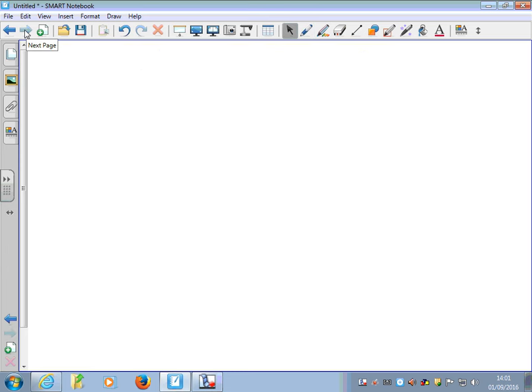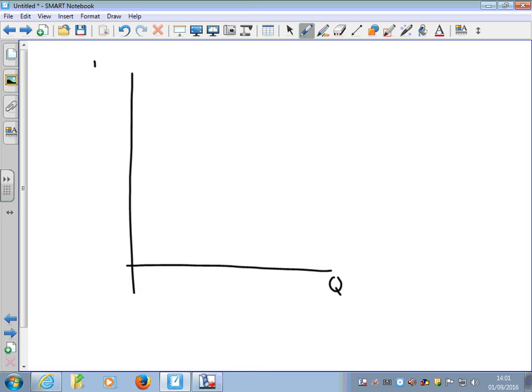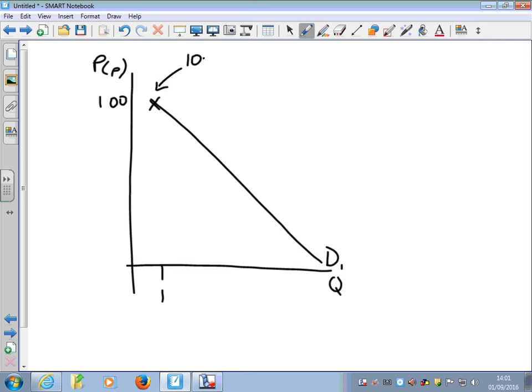Let's take a different example. Let's imagine we're looking at somebody's demand for chocolate bars. For one chocolate bar, somebody might be prepared to pay £1, 100 pence, to buy a chocolate bar. But the demand curve will go down like this. The first chocolate bar, you value at 100 pence. The maximum price you're willing and able to pay is 100 pence.